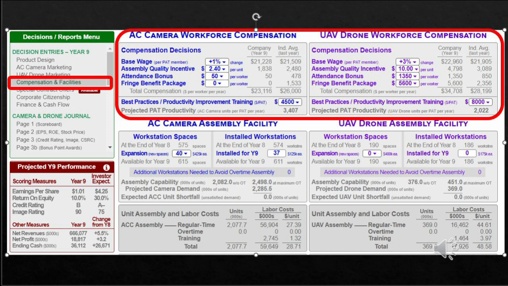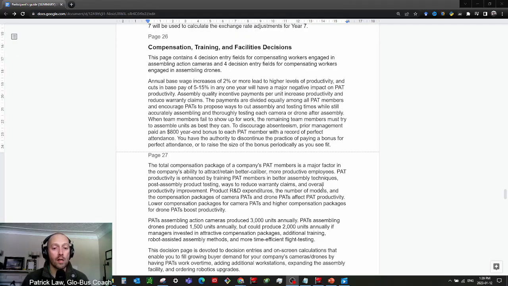PATs assembling action cameras produced 3,000 units annually. PATs assembling drones produced 1,500 units annually, but could produce 2,000 units annually if managers invested in attractive compensation packages, additional training, robot-assisted assembly methods, and more time-efficient flight testing.